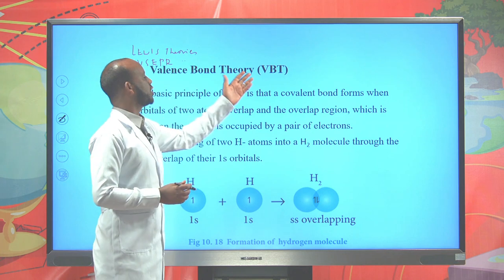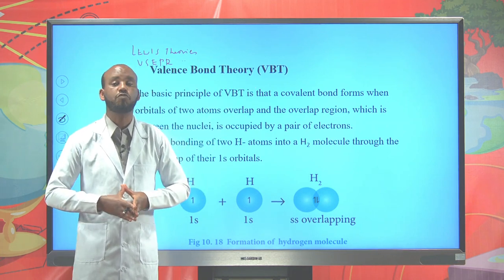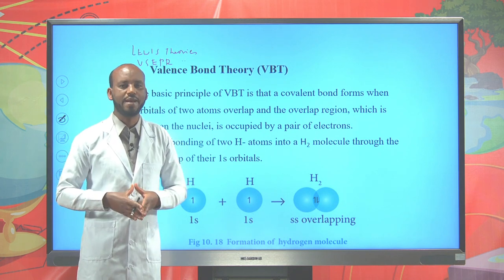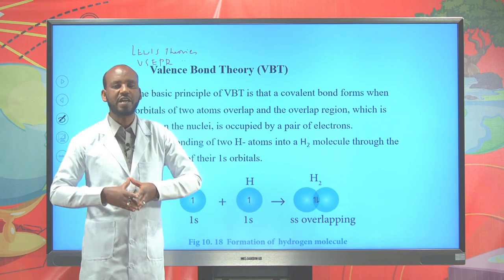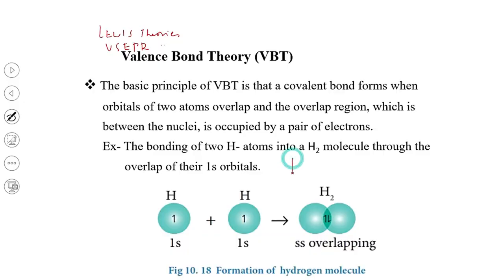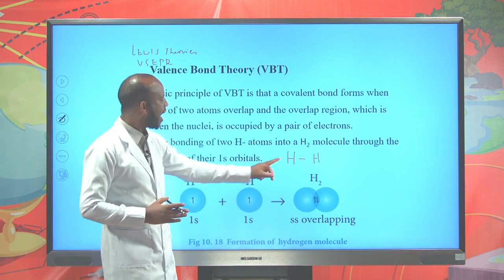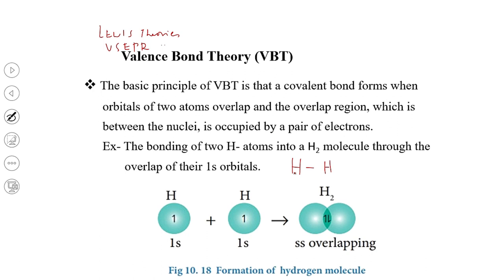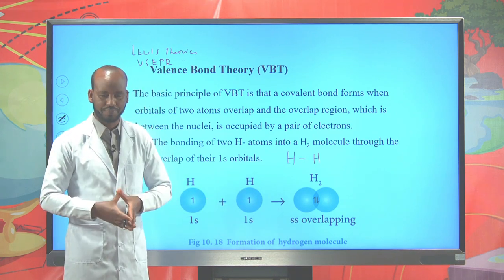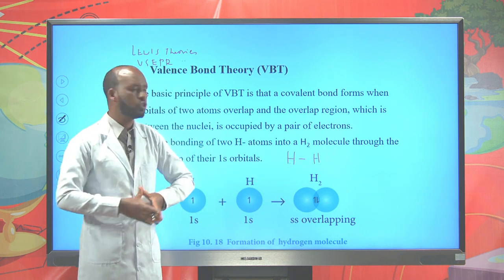Now, the valence bond theory explains how a covalent bond is formed. According to valence bond theory, a covalent bond is formed when half-filled orbitals of one atom overlap with half-filled orbitals of another atom. If we take hydrogen molecule, H2, this single bond is a covalent bond. It is formed when the half-filled orbital of the first hydrogen overlaps with the half-filled orbital of the second hydrogen. Now the overlapping is s-s overlapping, and the resulting bond is a single covalent bond.